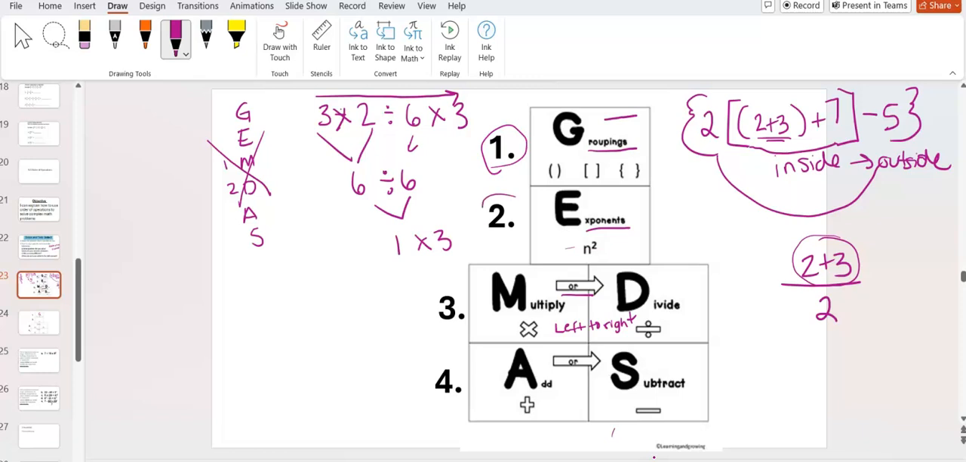This is your first step, your second step. Your third step is to look for any multiplication or division from left to right. And then your fourth step is to look for any addition or subtraction, again, from left to right. So really there are 4 steps in our order of operations, 4 levels of hierarchy. Grouping symbols are the most complex.